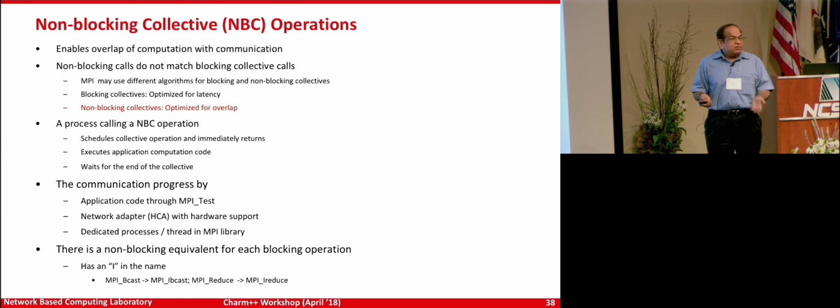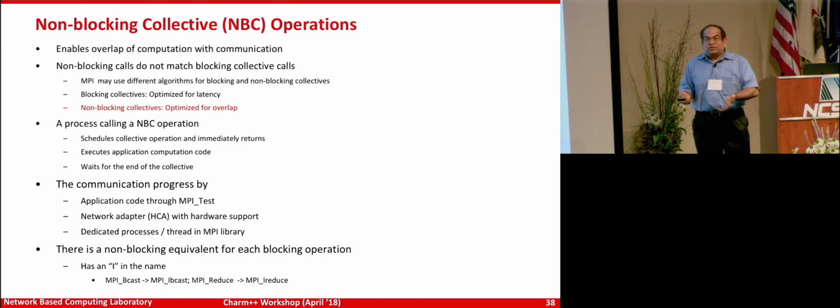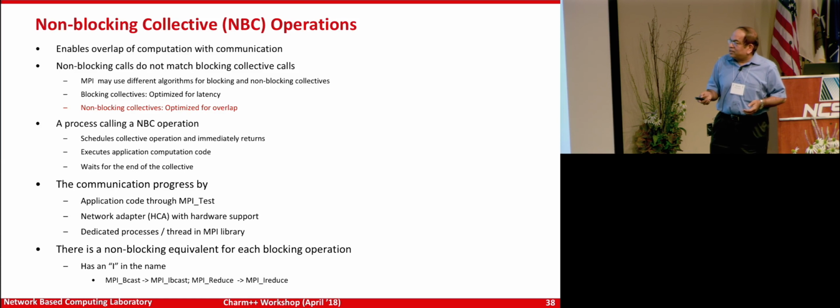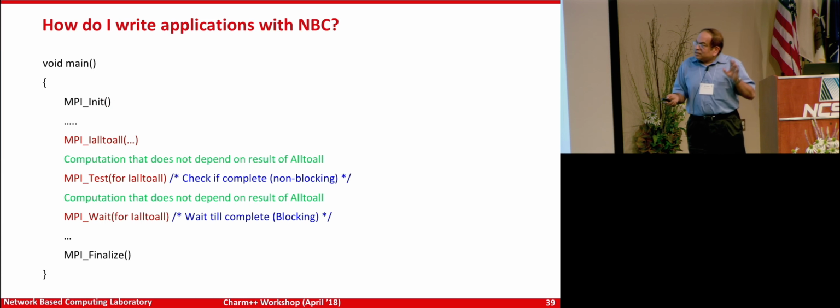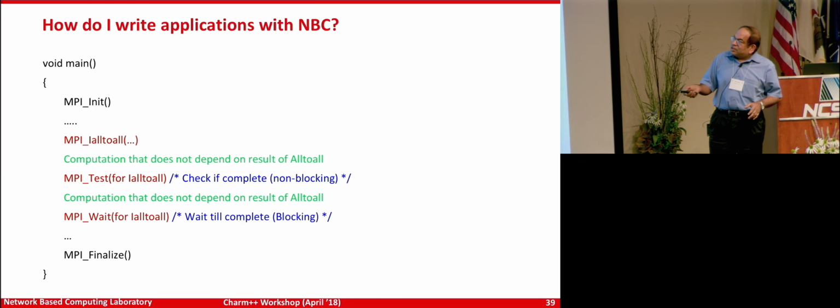So periodically you are doing an MPI test to see whether you are able to make progress. But the question is, even if we want to do that, this is the kind of structure. I say MPI_Ialltoall, I put the computation that doesn't depend on the result of the all-to-all, then I keep on doing this MPI_Test, and I remain in this loop to get it done.